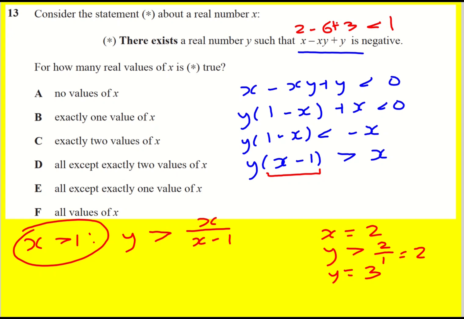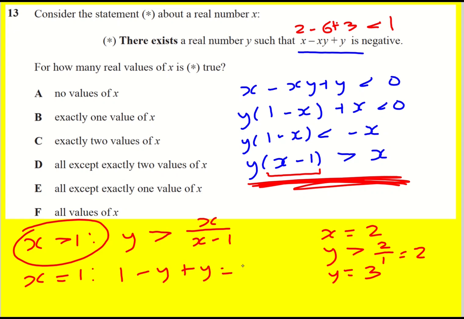I've got to be careful with x equals 1. So back to here now, because if x is equal to 1, I can't actually divide through by x minus 1. So let's go back to the original statement. We would have 1 minus y plus y, and that would equal 1. So this is always positive, which means this is never true. No matter what, if x is 1, we can't pick any y that will make x minus xy plus y negative.